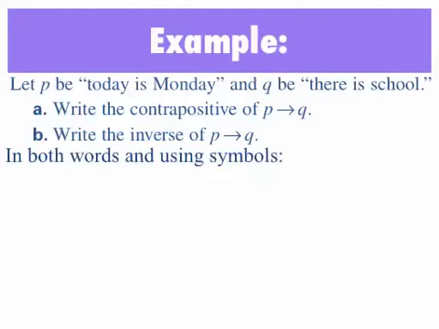An example says let P be today is Monday and Q be there is school. A asks us to write the contrapositive of P implies Q, and B asks us to write the inverse of P implies Q. Then it says to write it in both words and using symbols.